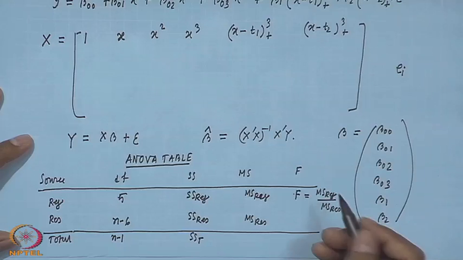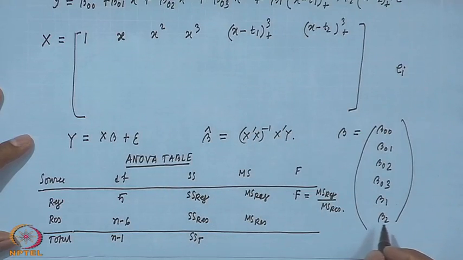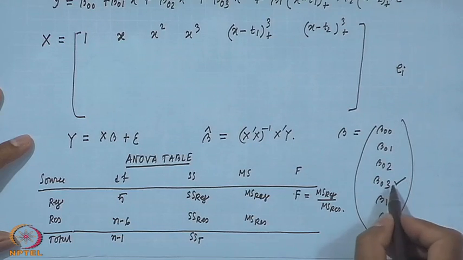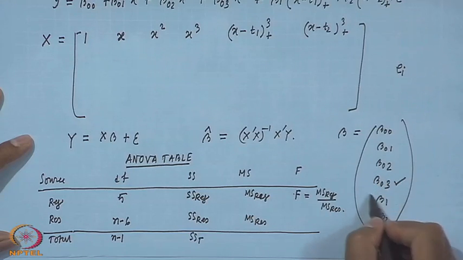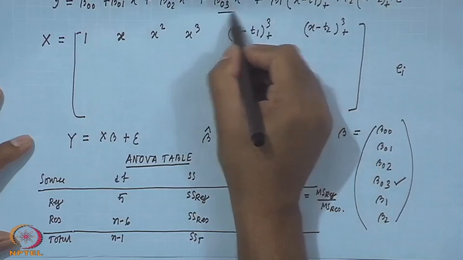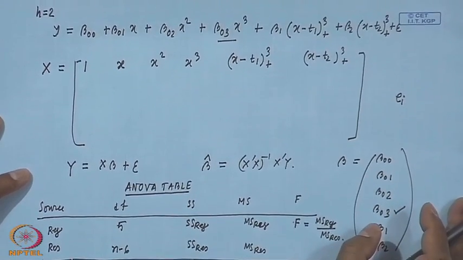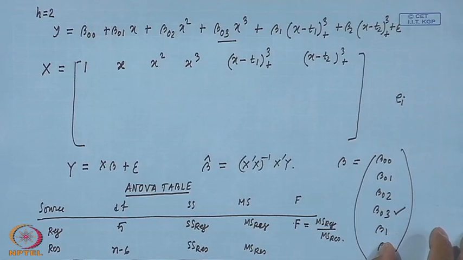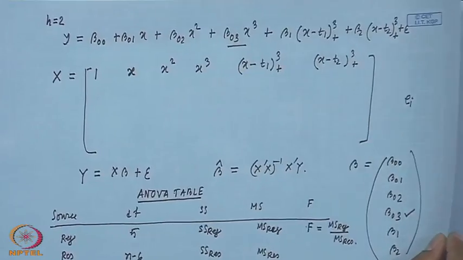So, this is a global test of whether the model is significant or not, and if you want to test whether a particular parameter is significant or not, then you have to find the SS regression due to this term, and then you compute SS regression due to beta naught 3 by MS residual. So, you know all these techniques. Well, let me explain this cubic spline with 2 knots using an example.